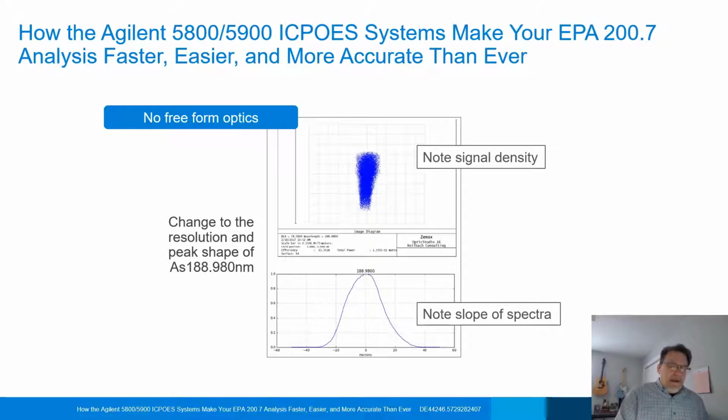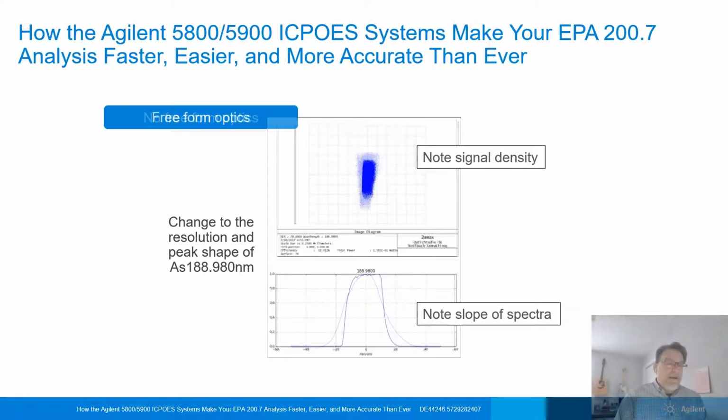So you can see the photon density there. This is without freeform optics. Now, they added a freeform collimating mirror to this system, and this is what it did to the signal density. And it's amazing. The difference between this signal density and this, the slope of the spectra, is incredible. So much more density, so much better defined.